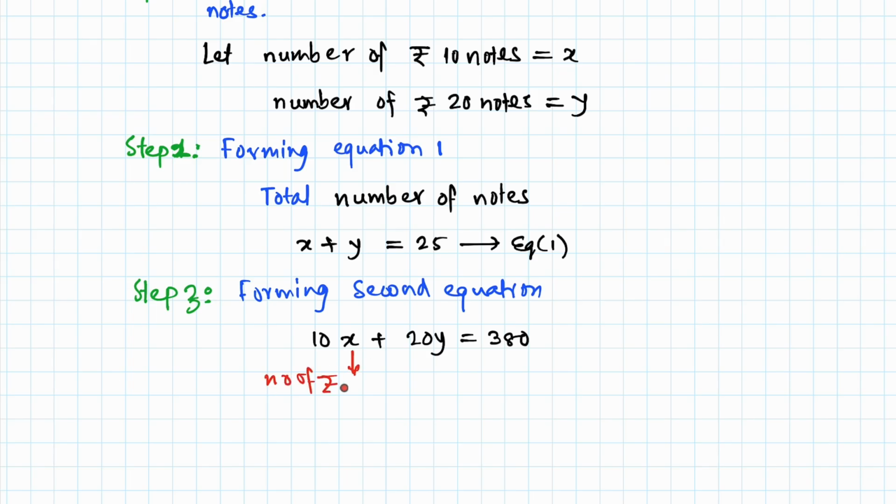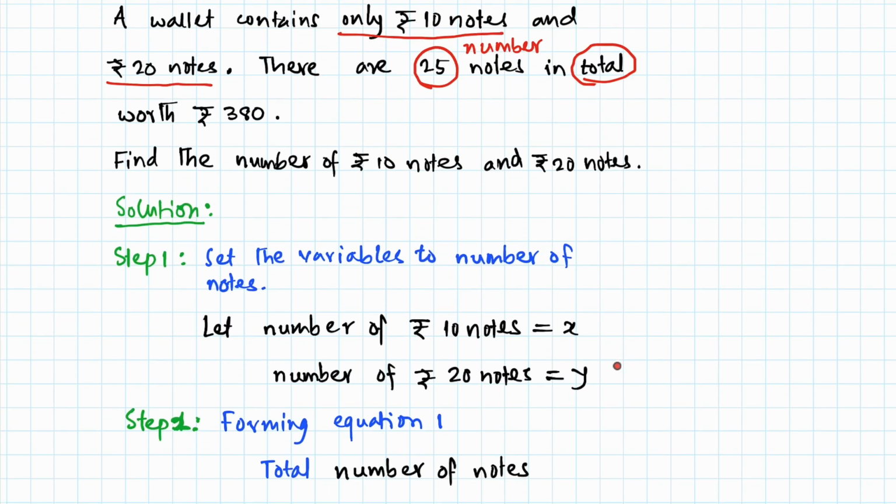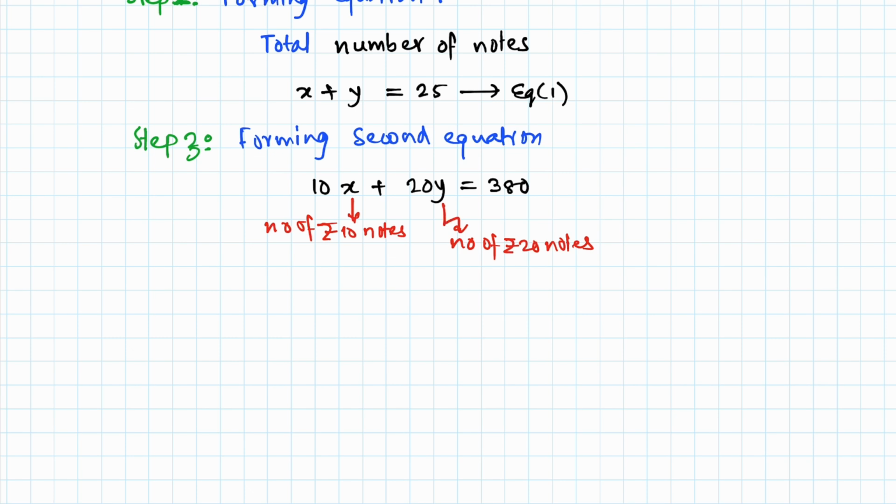Here x is the number of 10 rupees notes, and y is the number of 20 rupees notes. From the statement, it's worth 380. So this is the total value of the notes. This is the second equation. Here we are considering the values. So step 2 is numbers, step 3 is the value.